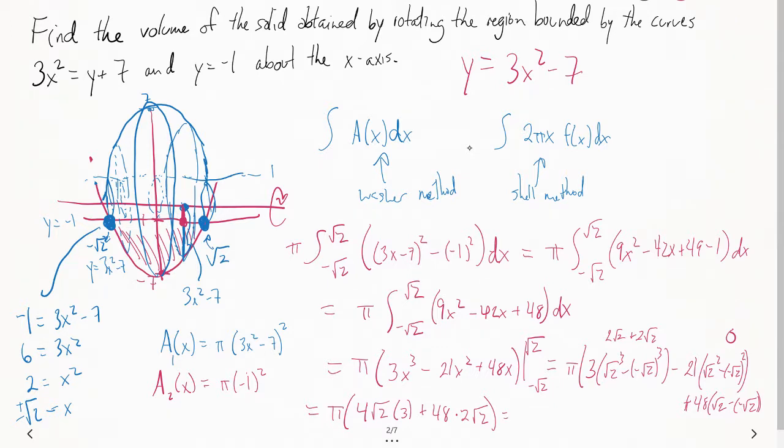Okay, so pi times, what do we have? We have 12 root 2, and 48 times 2, that makes 96, I believe, root 2. So 96 plus 12 makes 108. So that's pi times 108, and then you have a root 2. And that is our final answer.